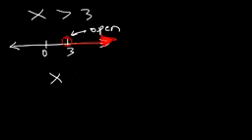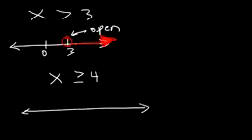Now let's say x is equal to or greater than 4. In this case, x can be equal to 4. So we need to use a closed circle to include 4. But because it could be greater than 4, we're going to shade to the right. So that's how you can plot an inequality on a number line.